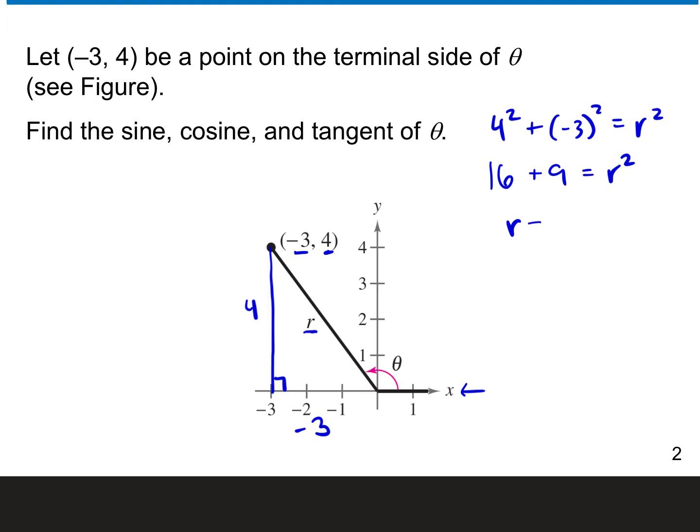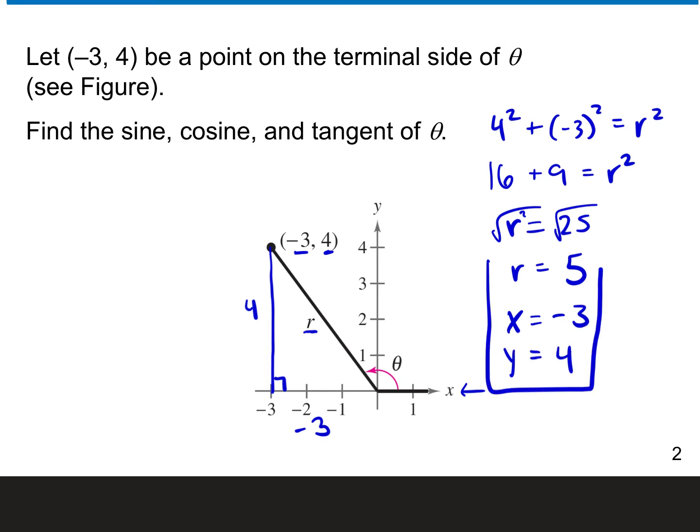I did a couple steps at once. So r squared is equal to 25, square root both sides. So r is equal to 5. So our radius is 5. Our x is negative 3 and y is 4. I find it helpful to write them all down. That way it's easier to see what you're plugging in where.